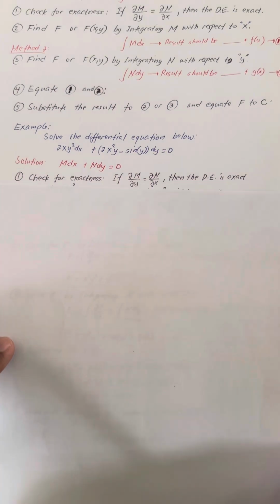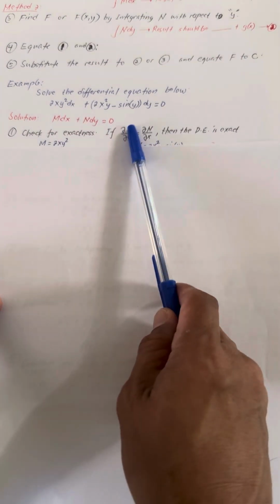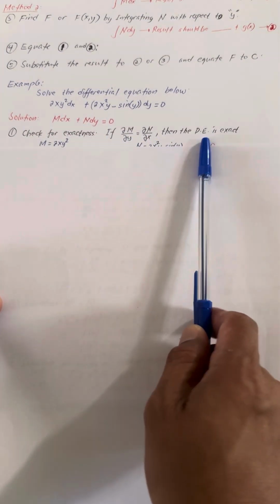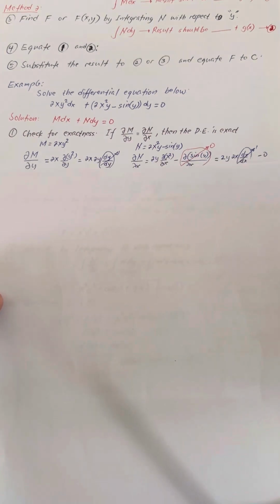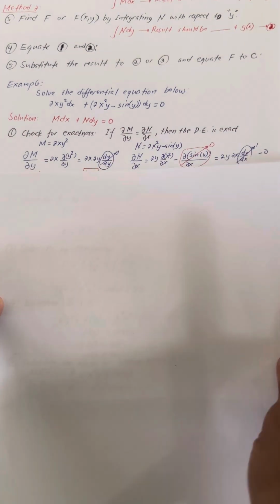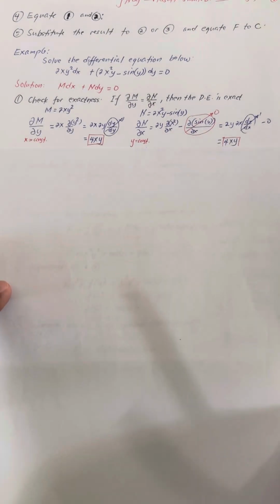Okay, step number 1, we have to check for exactness. So we have to solve for our partial derivative of m with respect to y and partial derivative of n with respect to x. Then if we can find out that the two partial derivatives are equal, then the differential equation given is exact. Okay, so here's the test for exactness.